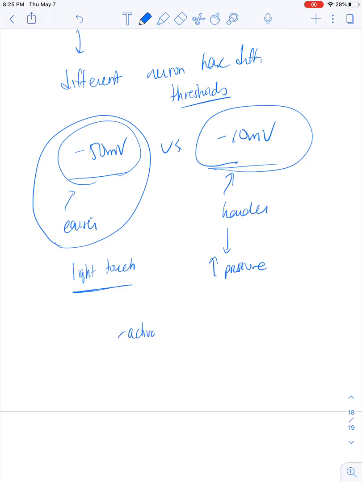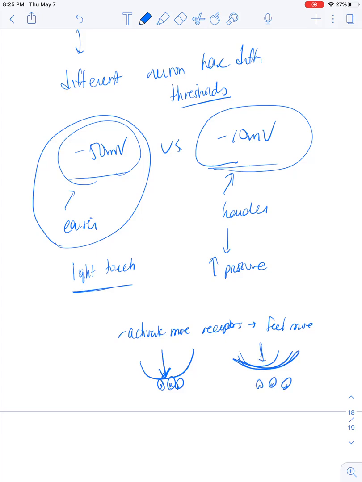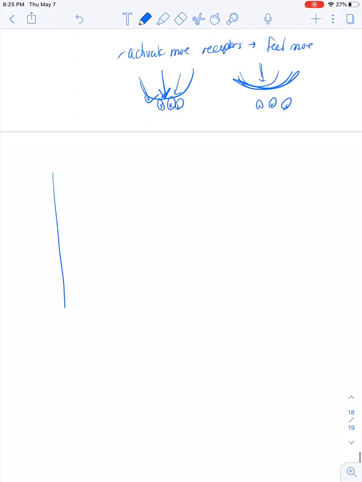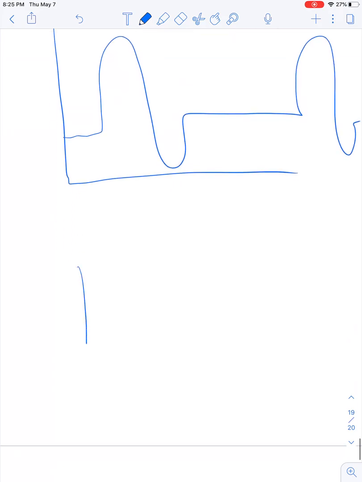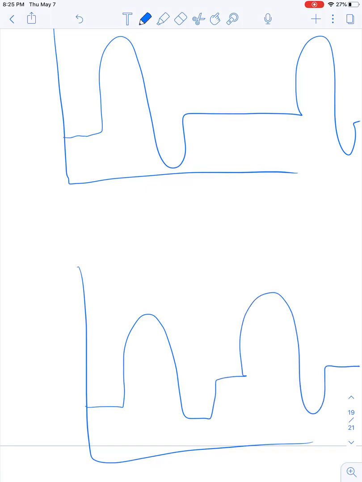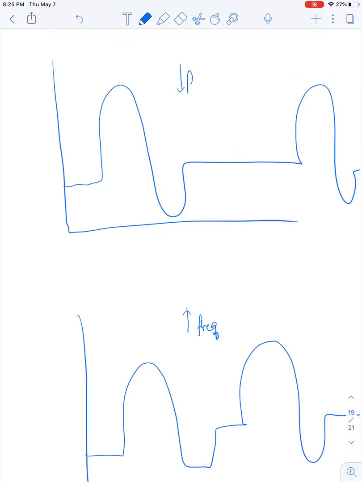Also, if you activate more receptors, you're going to feel more. Imagine these receptors being activated because somebody is poking you, versus somebody not poking you as much, where the receptors are not as activated. Also, look at the rest period here versus the rest period here. The neurons are firing with increased frequency here, and with decreased frequency here.